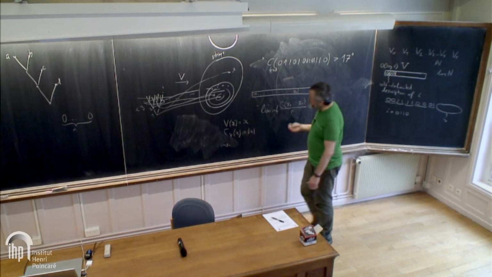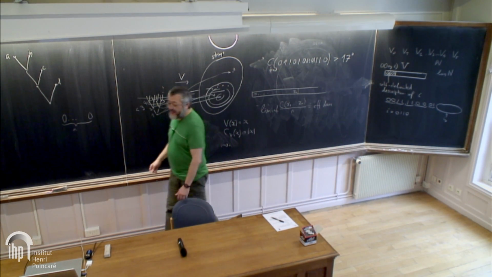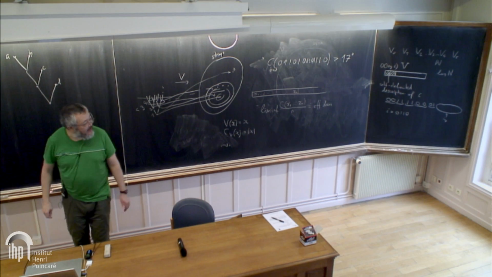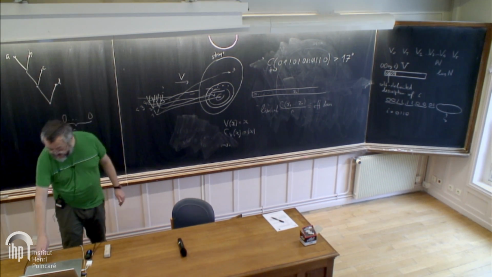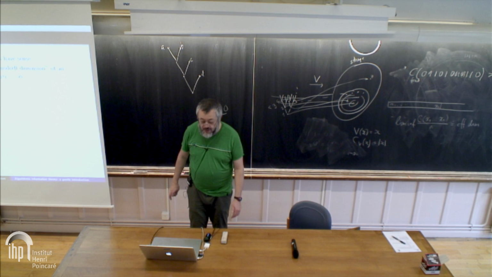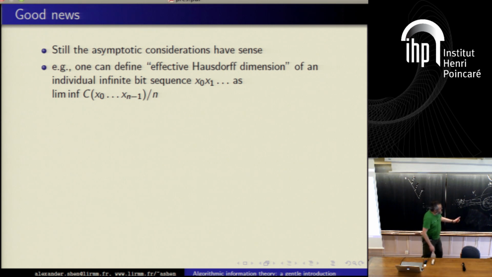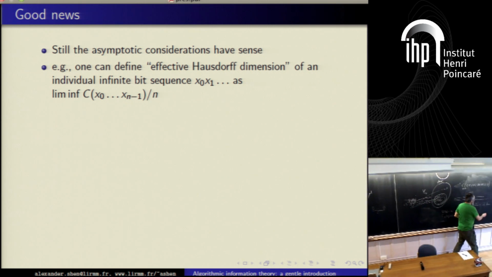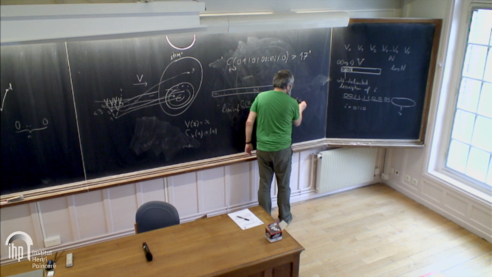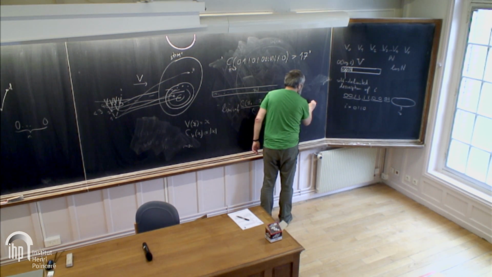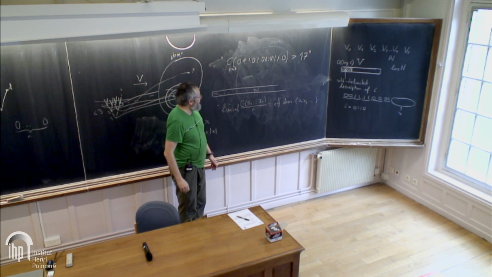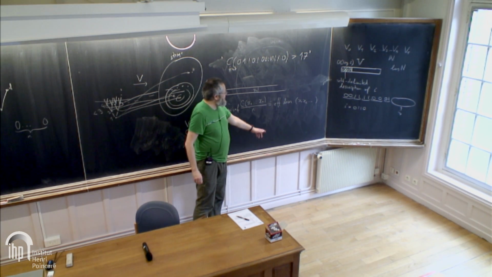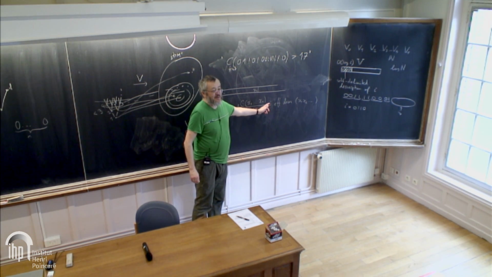It was noted only quite recently, in 2000 something, that this is a very natural notion. So it's the effective dimension of the sequence. Its dimension. It's kind of a strange thing. It's the dimension of one sequence. And the dimension of a set can then be defined as the maximal dimension of its elements.